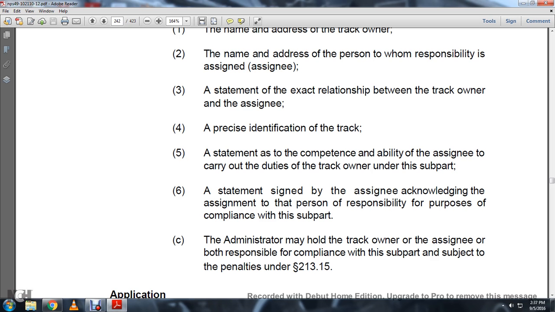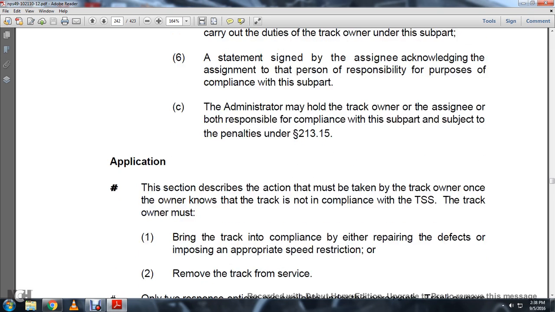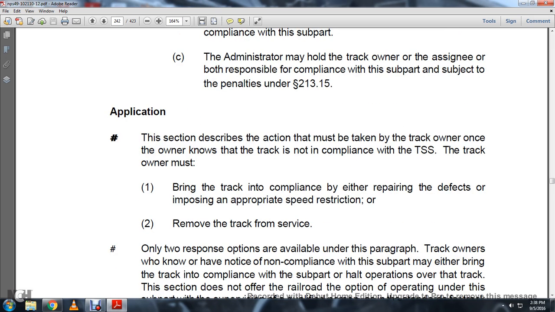the subpart and subject to the penalties under statute 213.15. Application. The section describes the action that must be taken by the track owner.